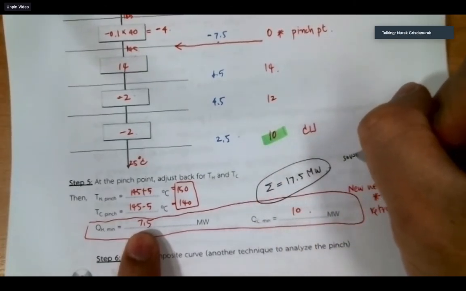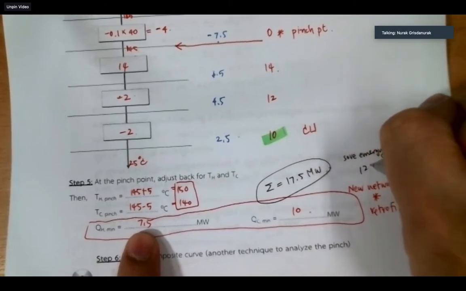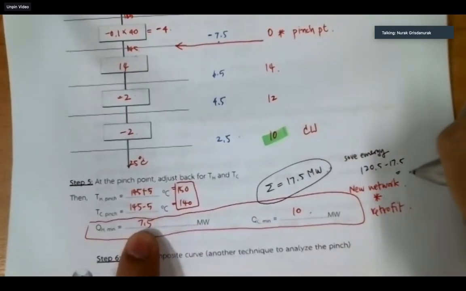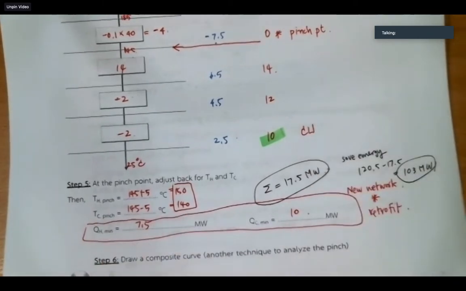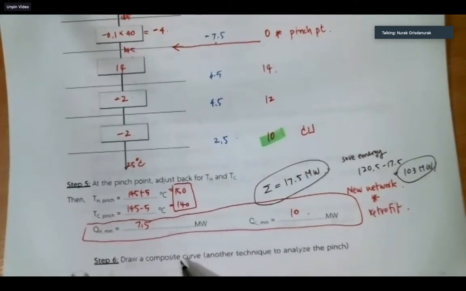How much can you save in energy? 120.5 minus 17.5, so you can save around 103 megawatt. Right, you can save energy of 103 megawatt. Then it says you have to draw the composite curve. Now you have to draw the composite curve.